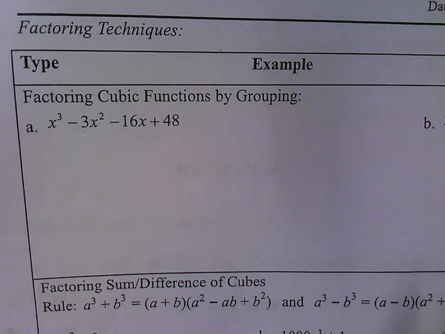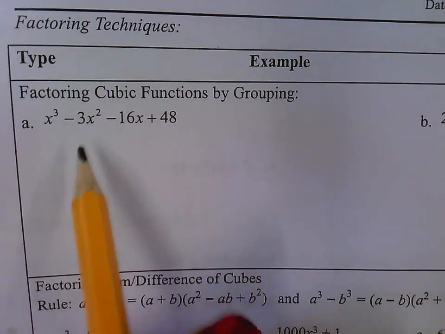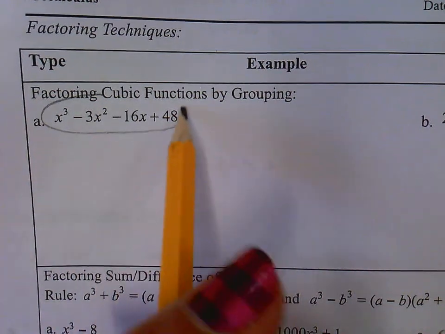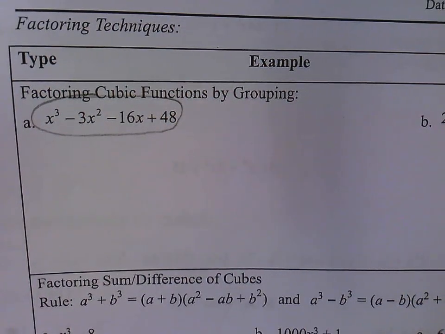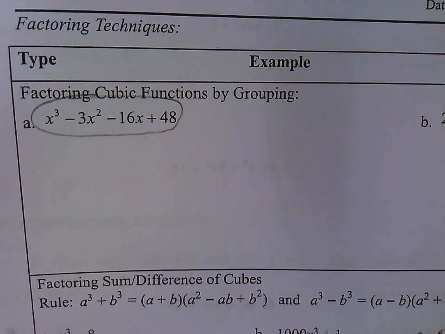We can do part B after lunch. But what do you do if you have 4 terms? You can either do grouping or you can throw them into the box.